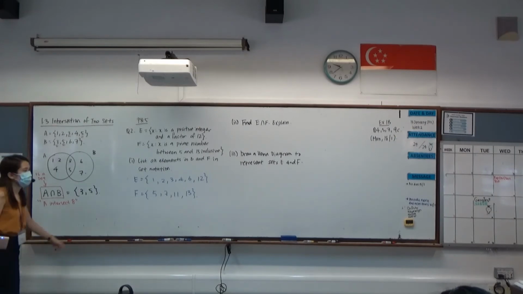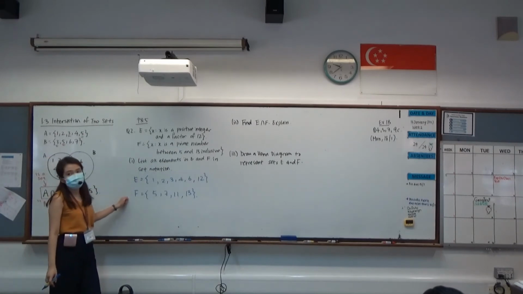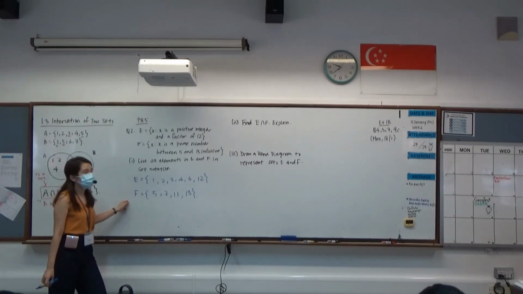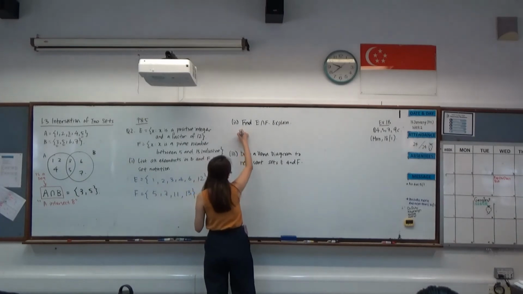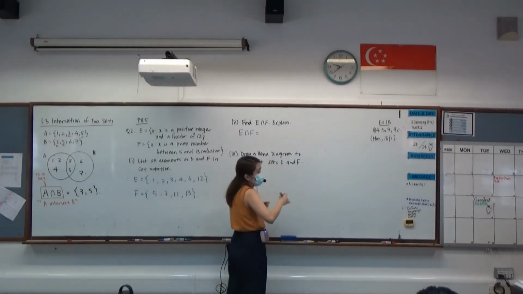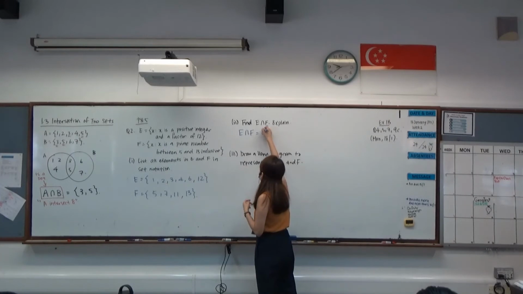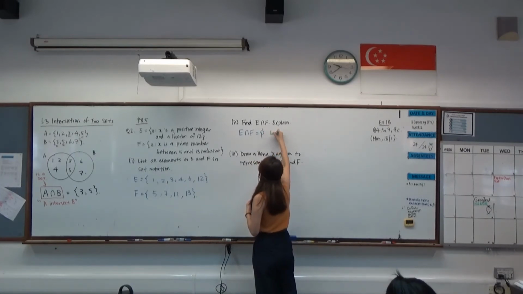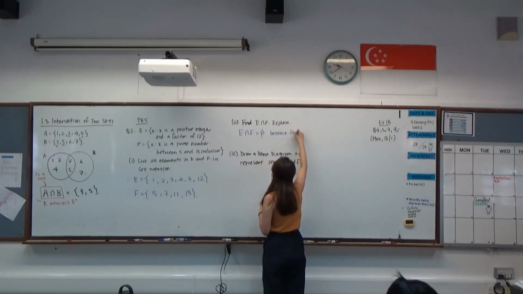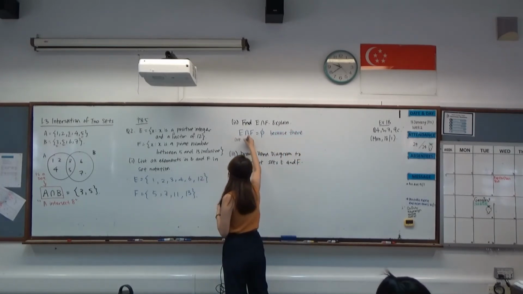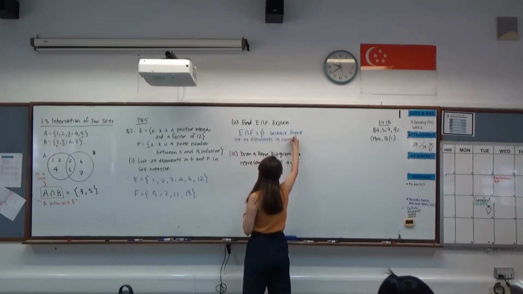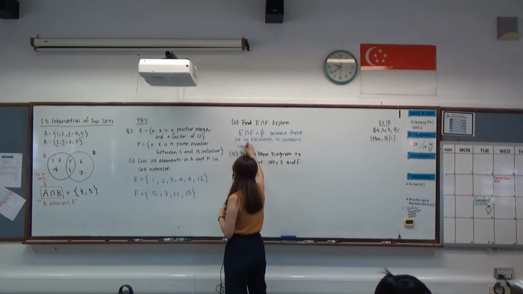So E intersect F, if we look closely at the elements, is there anything in common between these two sets? Since there is nothing in common, what does that imply about E intersect F? It will be an empty set. So to explain it, we can say that there are no elements in common between E and F.